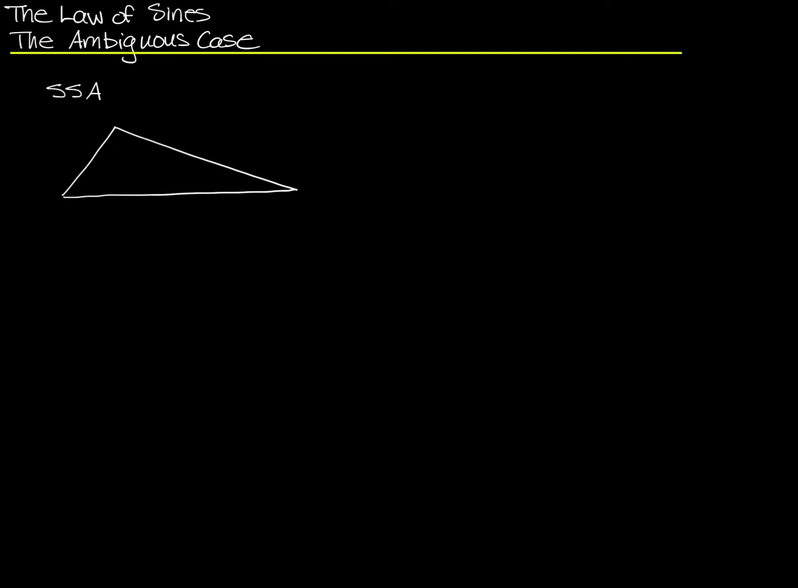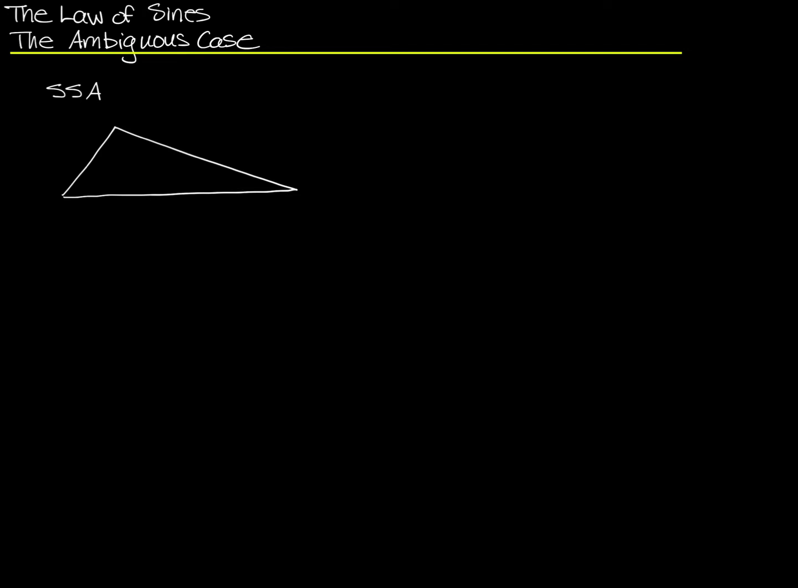In the previous video, we talked about using the law of sines when we knew two angles and a side, either angle-side-angle, where you had two angles and the side included between those two angles, or side-angle-angle, when you had two angles and one of the non-included sides.